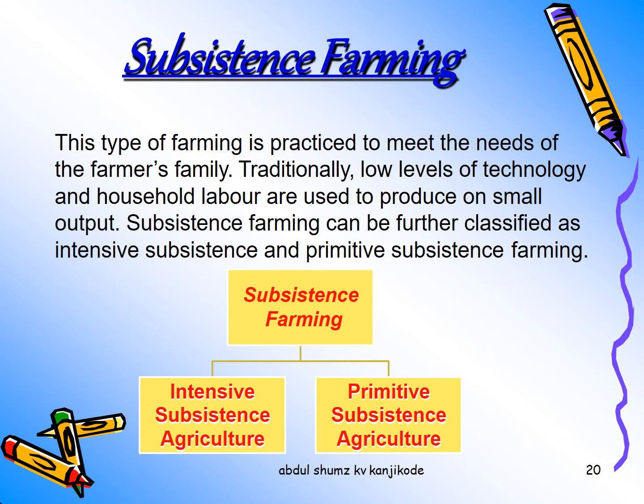Subsistence farming means this type of farming is practiced to meet the needs of the farmer's family. Traditionally, a low level of technology and household labor are used, with small output. And subsistence farming can be further classified into intensive subsistence and primitive subsistence. So these are the two types. Understand that subsistence farming is farming done to meet the needs of the farmer's family.